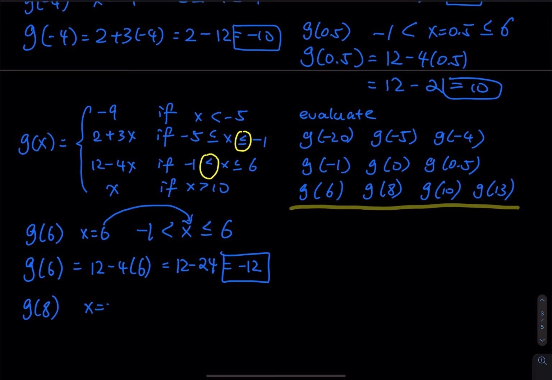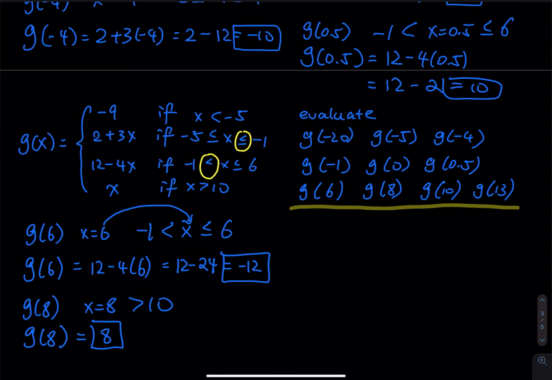And then g of 8, that goes to the next one, right? So x equals 8, and that is greater than 10. So that goes to the last piece. So for g of 8, you just plug in to the x. So do you see this? g of x just equals x, right? So whatever x equals, you plug in, then you get an 8. It is just that easy.